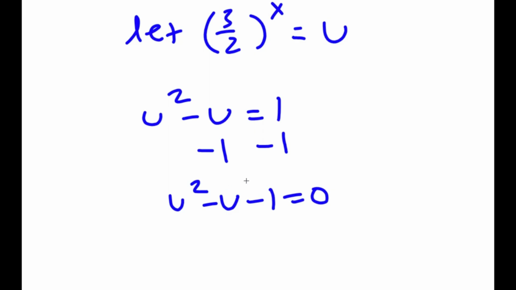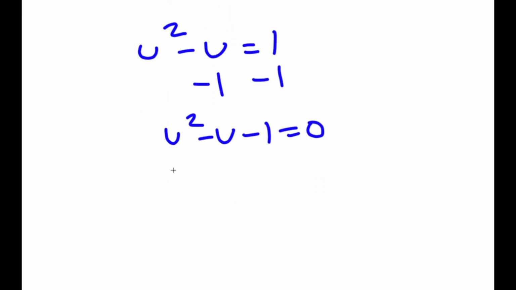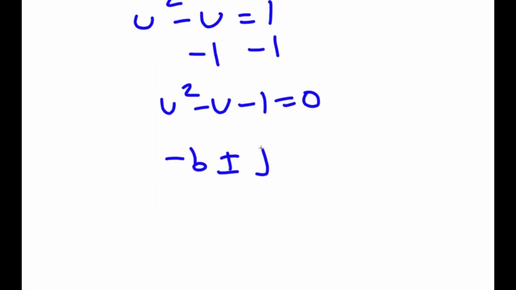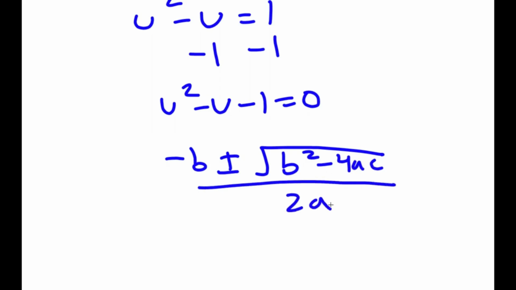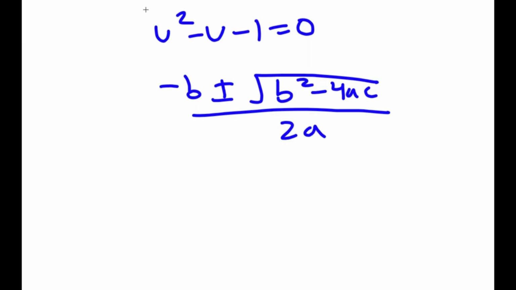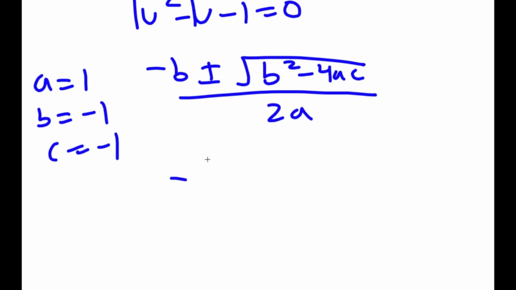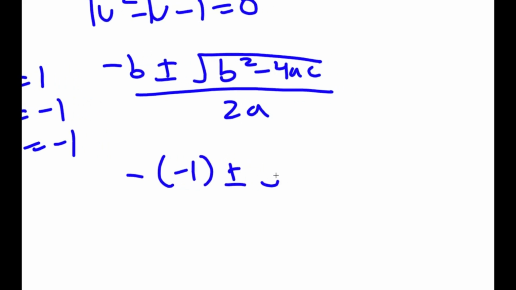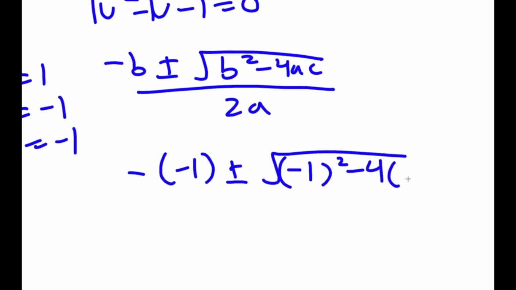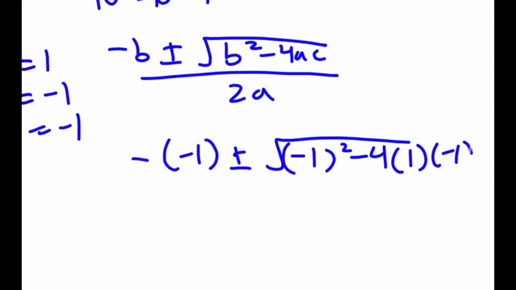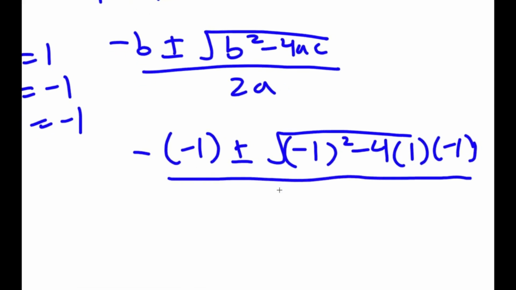So now I have a quadratic equation, and I can go ahead and plug this into the quadratic formula, which is negative b plus or minus the square root of b squared minus 4ac, divided by 2a. So in this case, a is equal to 1, b is equal to negative 1, and c is equal to negative 1. So if I plug these values in, I have negative negative 1 plus or minus the square root of negative 1 squared minus 4 times 1 times negative 1, all of this divided by 2 times 1.